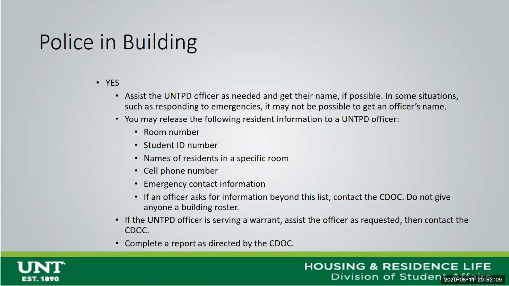If they are from UNTPD, assist the officer as needed, get their name if possible. There are many situations where it may not be possible to get some of this information. Just do the best you can. You may release the following resident information to a UNTPD officer. So we were talking about missing residents just one situation ago, and we said we never give out room numbers and cell phone numbers. The only exception is to UNTPD officers. You can give them their room number, ID number, name of resident in a specific room, any of this information.